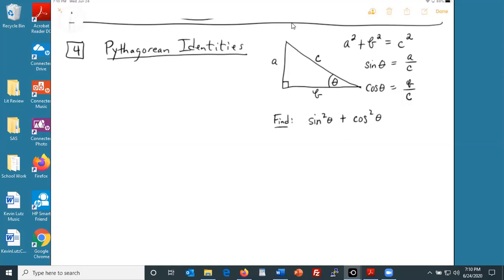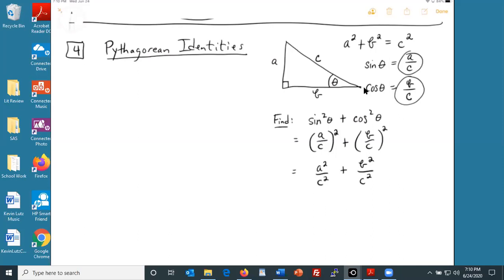So we're going to take these expressions that we just found, A over C and B over C, and we want to square them because it's sine squared, cosine squared. So right here, we're going to put A over C and square it. And right here, we're going to put B over C and square it. Now that's A squared over C squared plus B squared over C squared, just by squaring everything in the parentheses.